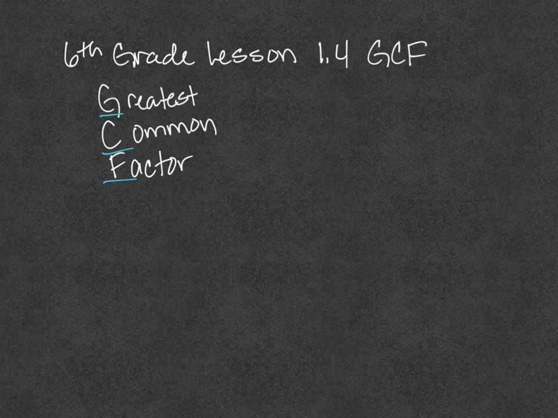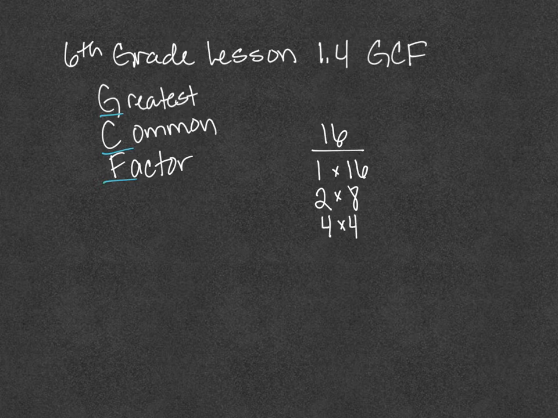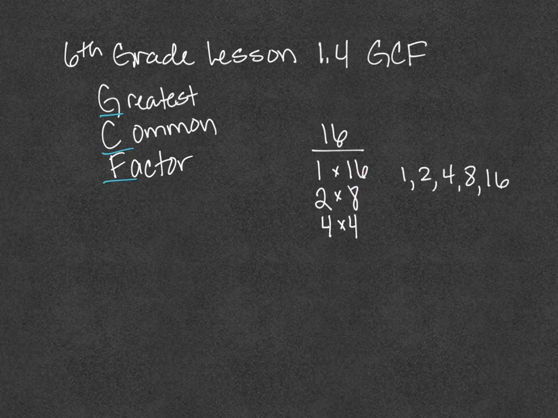So for example, the factors of the number 16 would be like 1 times 16. Also, you could do 2 times 8, composite number, right? He's got friends. Also, you could do 4 times 4. So all of my factors for 16 are 1, 2, 4, 8, and 16.